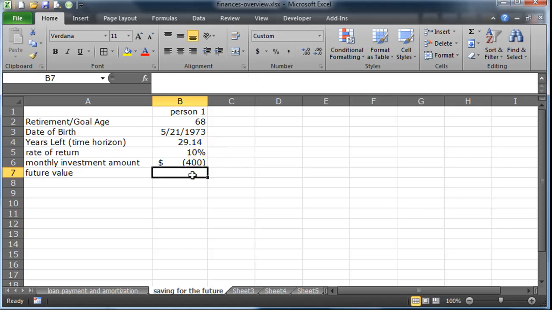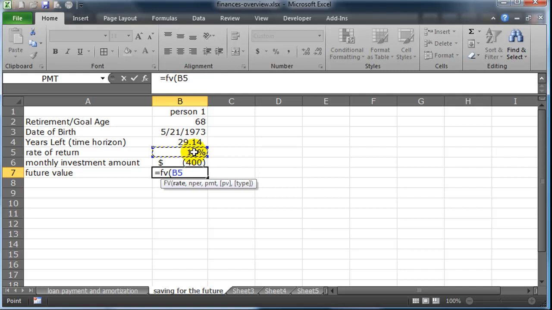Let's get back to that future value now. My rate divided by 12, comma, the years left times 12, comma, the cell that contains my monthly payment or monthly investment. There we go. So this is my future value function. Rate divided by 12, number of years left times 12, basically number of months left, and then my monthly investment.